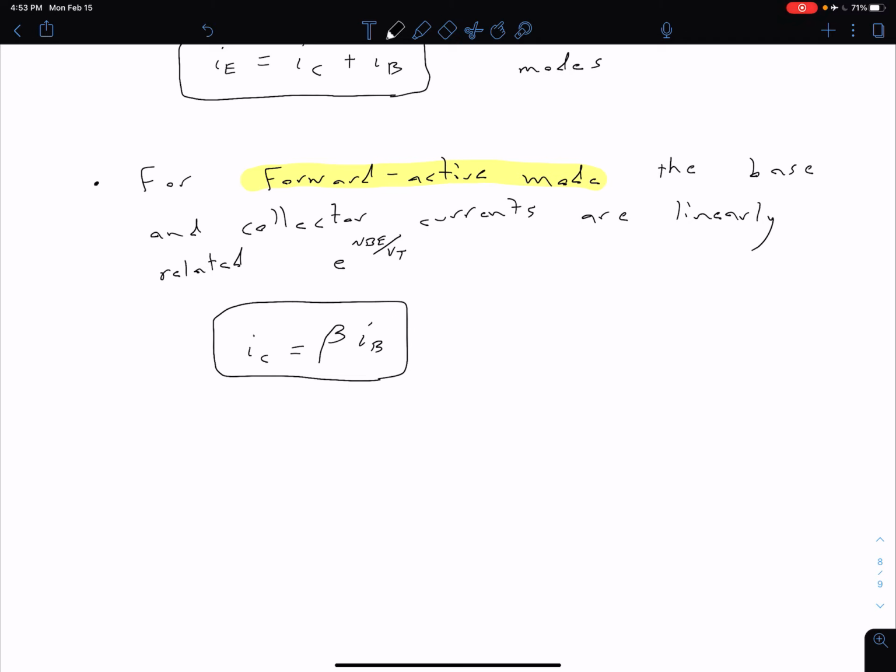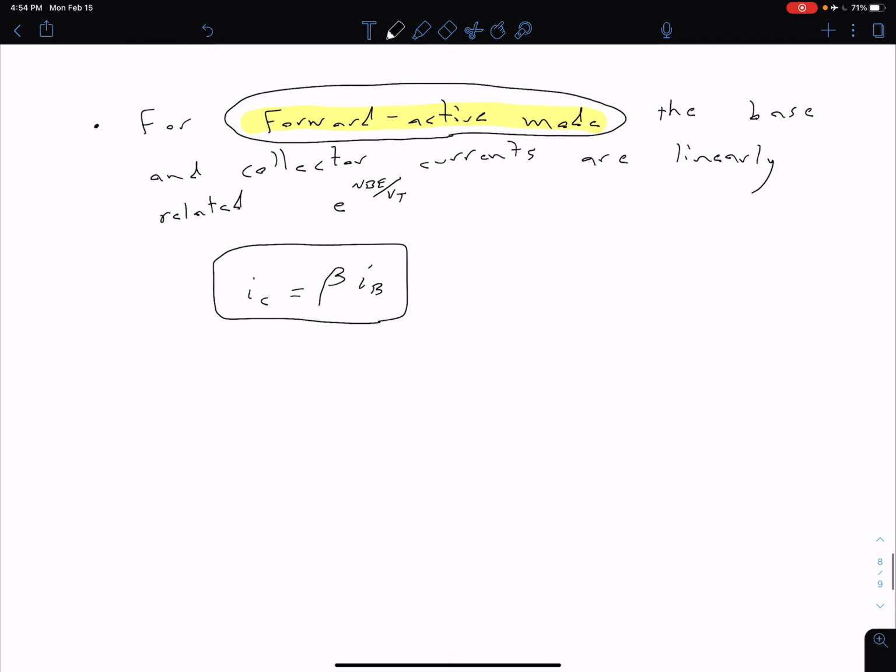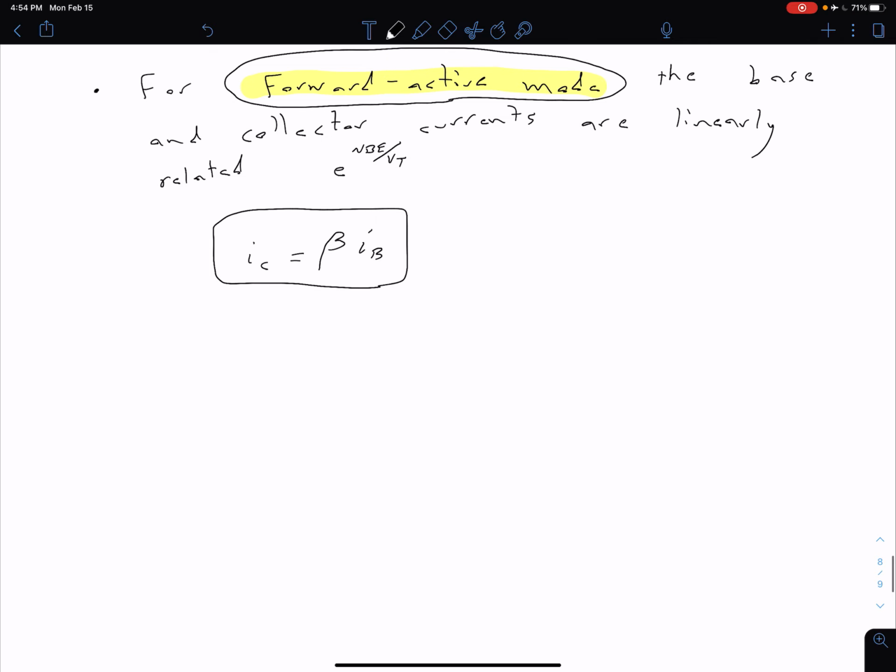Okay, so I've introduced this new parameter beta, and once we know what beta is, if we have our base current, we just multiply by beta to get our collector current. Again, keeping in mind that this equation is only true in the forward active mode, so it's not true in saturation and inverse active, only in the forward active mode. And so what this beta term is called is our common emitter current gain. And so that'll make sense why we call it that as we look at some different configurations a little later on. So this is our common emitter current gain.